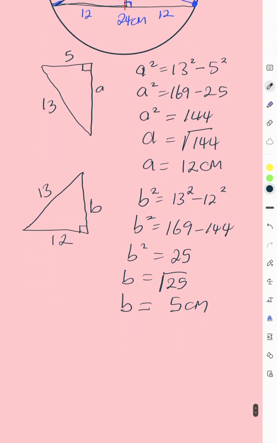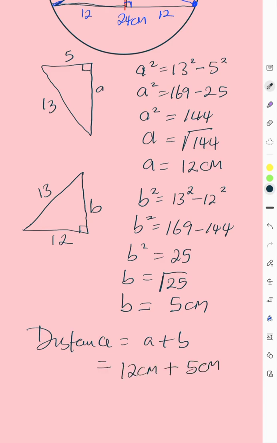That's the distance. So the distance between the two chords will be A plus B. And already A is 12 centimeters, while B is 5 centimeters. And when you add 12 and 5 together, you get 17 centimeters. This is just the distance between the two chords.